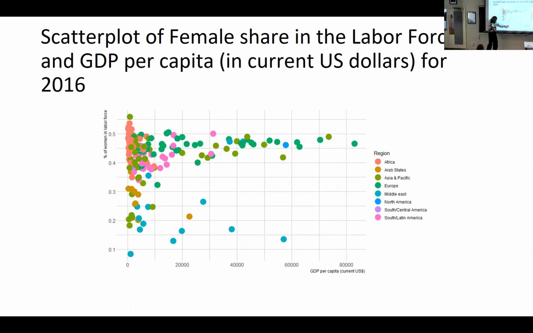And then again, we see that when we go here to low income countries, that varies a lot. You have countries around here, this green is Asia and Pacific, that have like 20% of the labor force being women, but you also have countries in Asia and Pacific that are up here, with more than 50% women. The pink is Africa. Then you see that there's much more variability in this indicator, especially here, below like 30,000 GDP per capita in current US dollars.